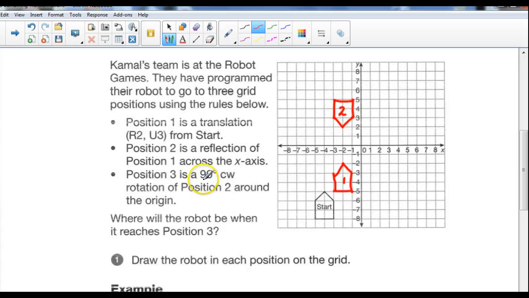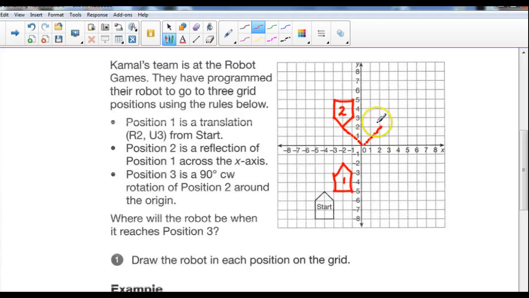And then the last one is going to be a rotation. It's going to go 90 degrees clockwise about the origin. So that means we're going to rotate it 90 degrees. We want to take our protractor and go 90 degrees there. So we're going to rotate it here, 90 degrees about the origin. So it's going to go here and rotate this way.